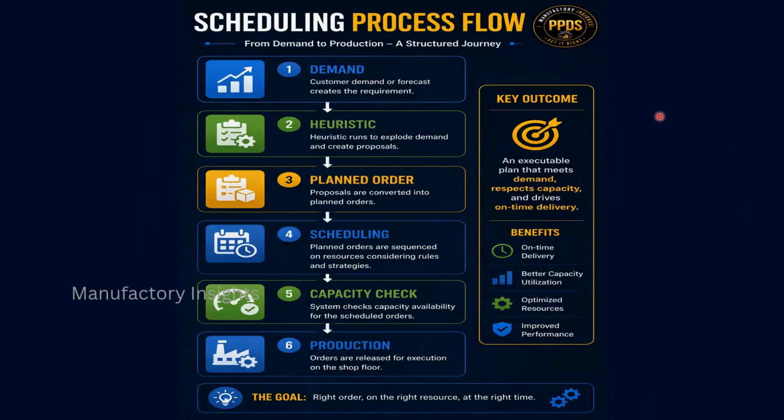Let's look at the overall scheduling process. First, demand creates requirements. Next, heuristics generate supply proposals and plan orders. PPDS scheduling then assigns dates and times to those orders. Finally, a feasible production schedule is generated for execution. This process ensures that production plans are realistic and aligned with actual manufacturing capabilities.